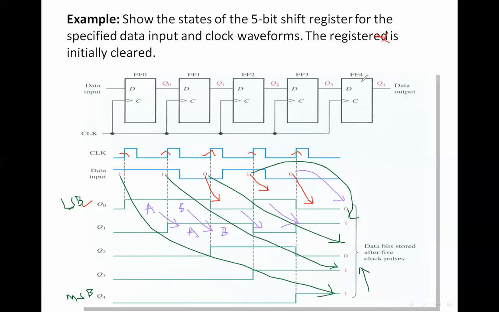Okay. So I have 1, 0, 1, 0. This is the data. So ultimately your Q0 will have 0 after 4 clock cycles. Is there any doubt in this waveform and how this shift register is functioning? Please ask me.